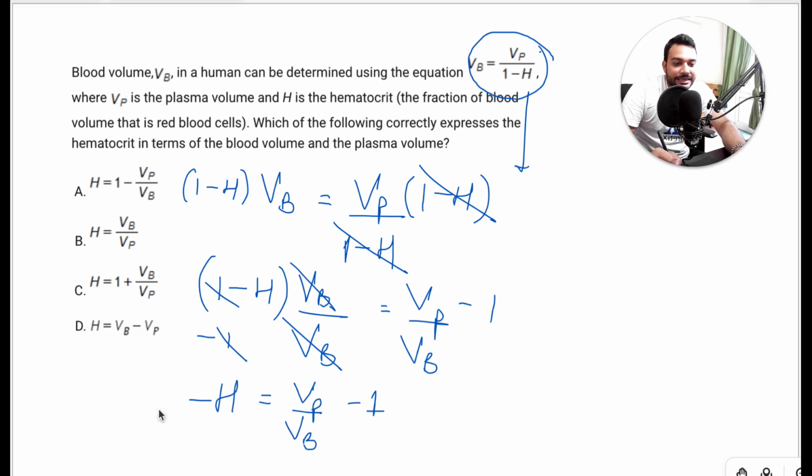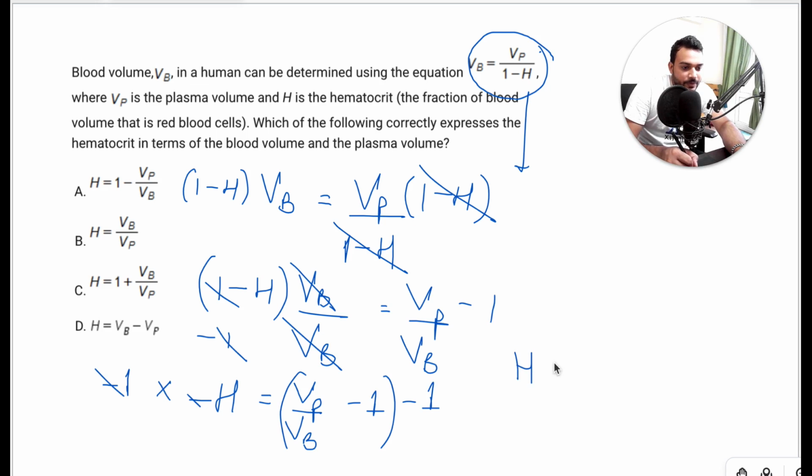Now to make this H positive, so that we can get an expression H is equal to, we multiply both sides with a negative 1. This gives us H is positive on the left hand side, and on the right hand side, it becomes 1 minus Vp over Vb. So 1 minus Vp over Vb, that's option A. This is the kind of rearrangement that was needed for this. I hope it's all clear. Let's go to the next question.